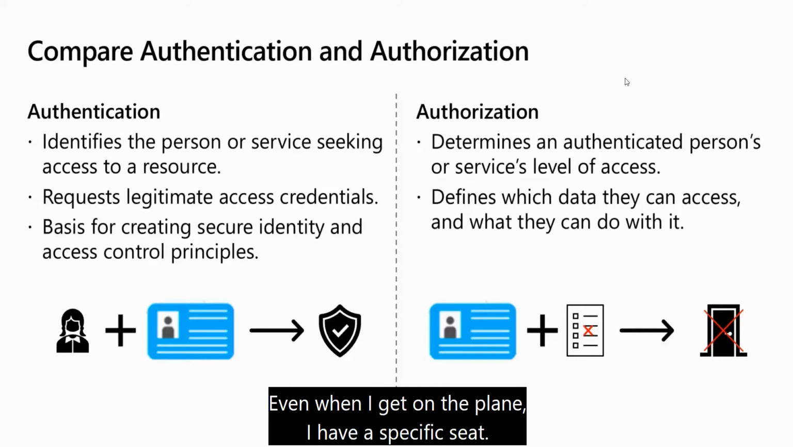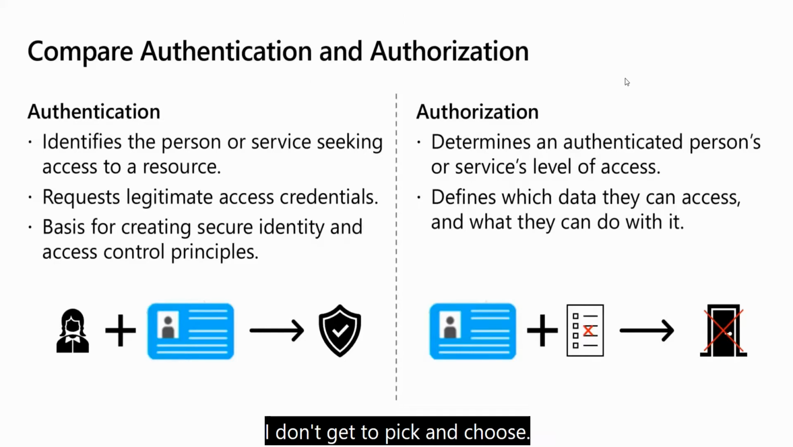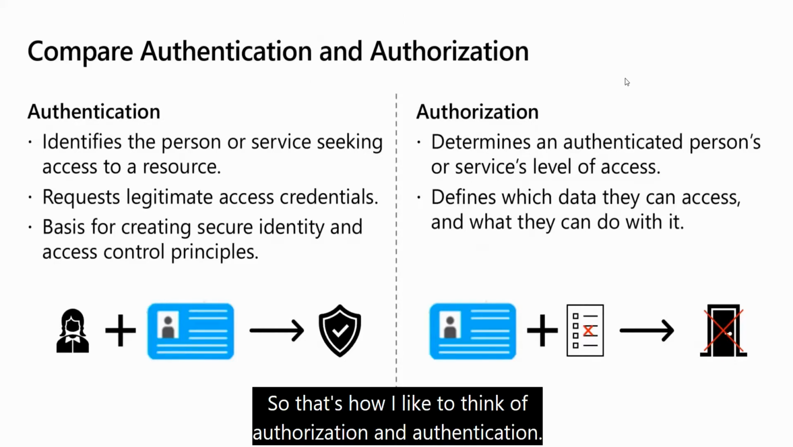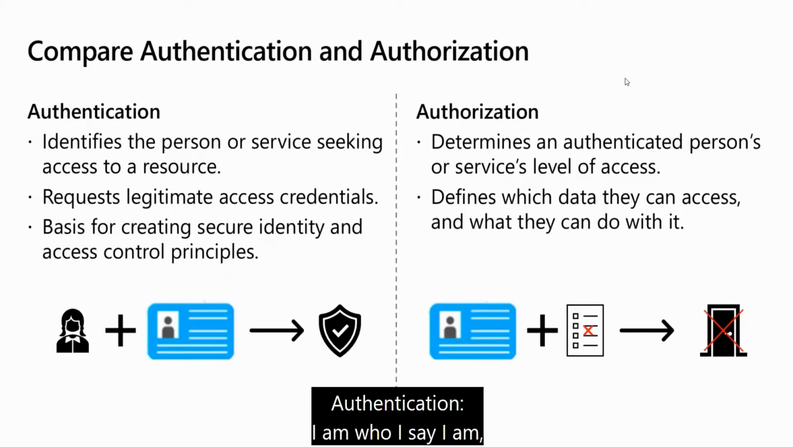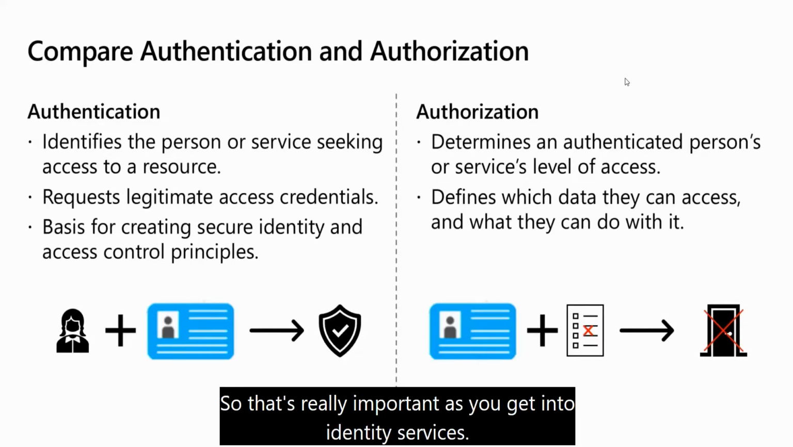Even when I get on the plane, I have a specific seat. So I'm only authorized for a very specific trip. I don't get to pick and choose. So that's how I like to think of authorization and authentication. Authentication: I am who I say I am. And authorization is, once I'm in the door, what can I do? Where can I go? All right. So that's really important as you get into identity services.